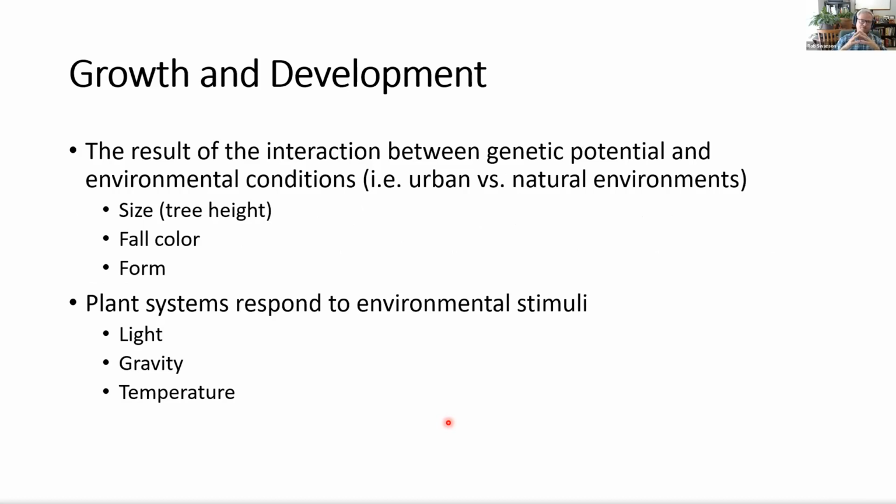The result of the interaction between the genetic potential and environmental conditions has a direct impact on growth and development. So the height of the tree, the color in the fall, the form the tree takes. Plant systems respond to environmental stimuli. Such typical stimuli are light, gravity, and temperature. Gravity is the most constant.